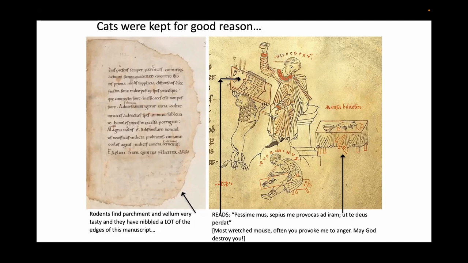And again, the one on the left there, you see the scribe who looks as though he's about to throw something at the rodent that's on the table next to him. And it reads, "Most wretched mouse, often you provoke me to anger. May God destroy you." So hence why we have the cats, but then you have the other problems.